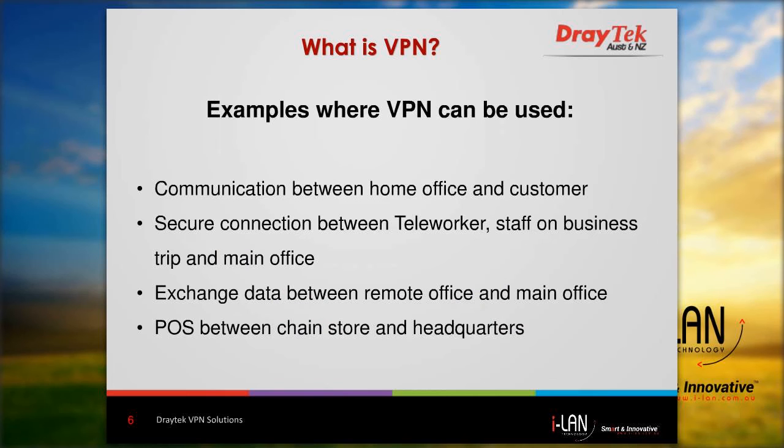So here we've got some examples where VPN can be used, and it includes communication between the home office and a customer, secure connection between a teleworker, which would be a remote worker, staff on a business trip, and the main office communication, and then also exchange data between remote office and the main office. And it can also be used for point of sale between chain stores, say like a shop in a headquarters or the main store.